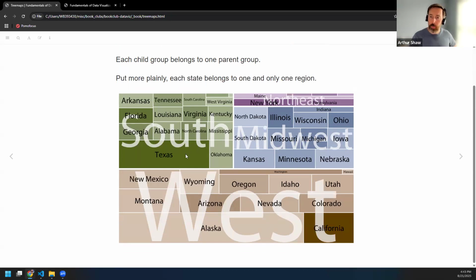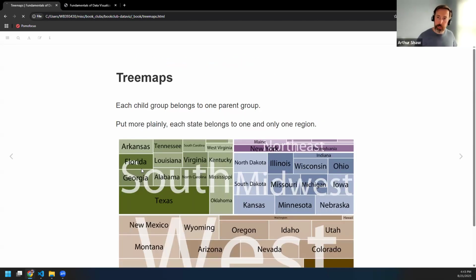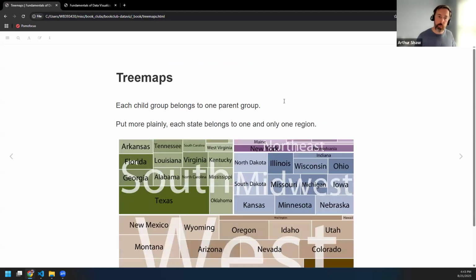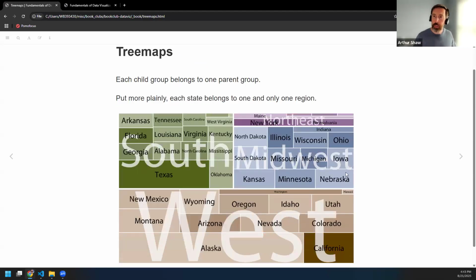And I think we're looking here at the relative population of those regions, or maybe it's actually geographical area. I don't know what it is. Probably geographical area. And it's different here, whereas previously in mosaic charts, you have them belong to two or more groups. Here it's just one parent group.